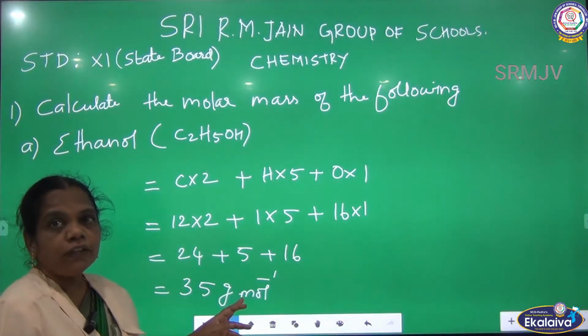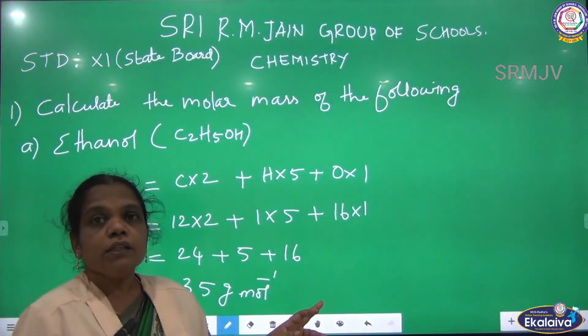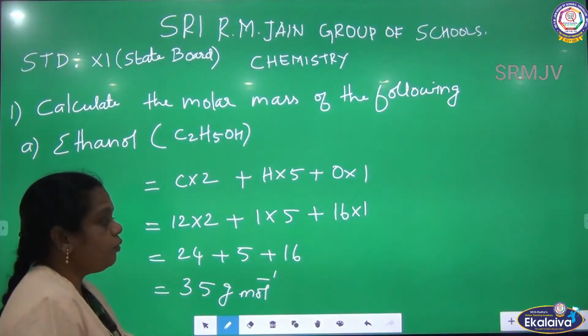For 1 mole of ethanol contains how many grams? 46 grams.